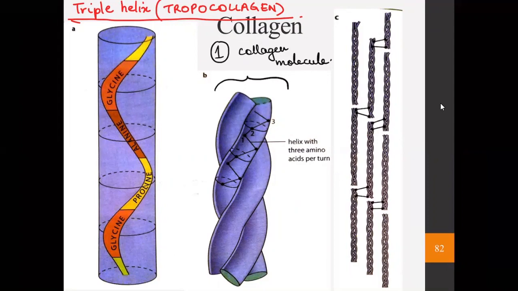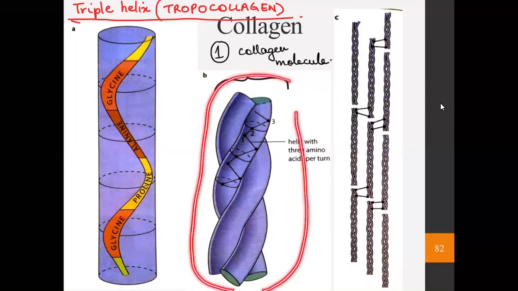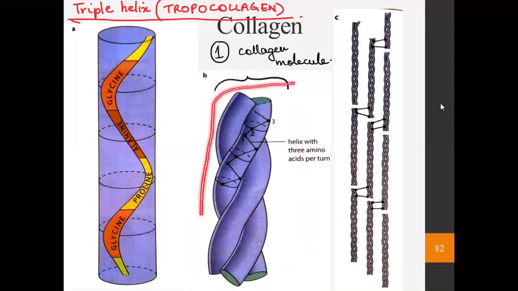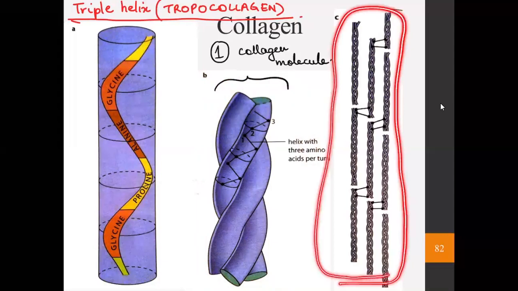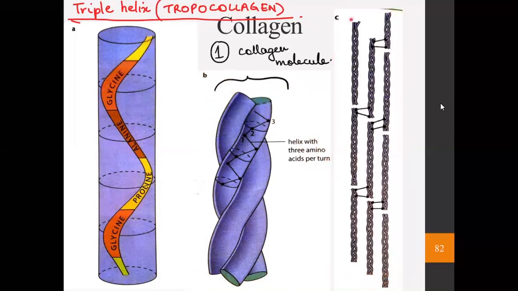Since it's 3 polypeptide chains, it's also known as a triple helix, which you can see at the top. You can call it a triple helix. You can also call it a tropocollagen. Okay? Now you tell me, Alia, how many collagen molecules can you see over here? Miss, it's 1 collagen molecule. 1 collagen molecule. How many collagen molecules can you see over here? Miss, is this also 1 collagen molecule? This will be 1 collagen molecule. This will be 1. Right?